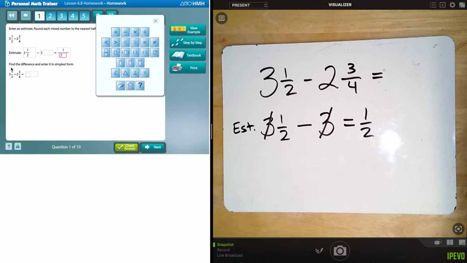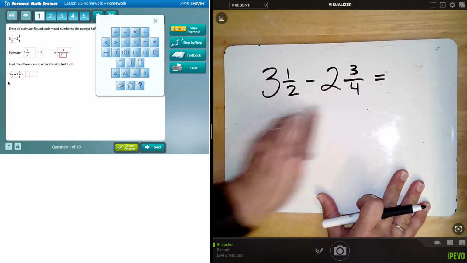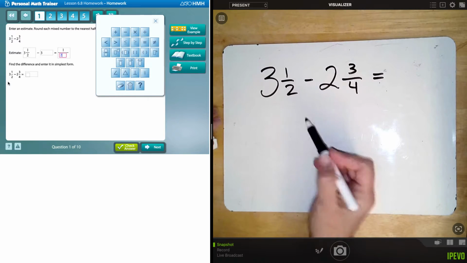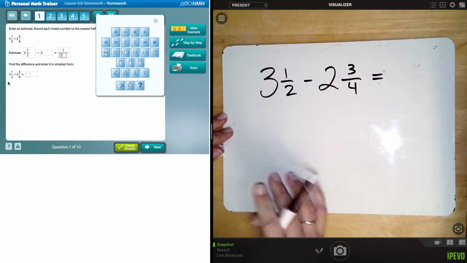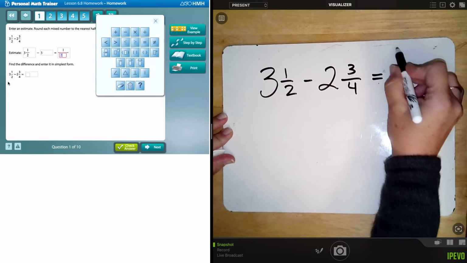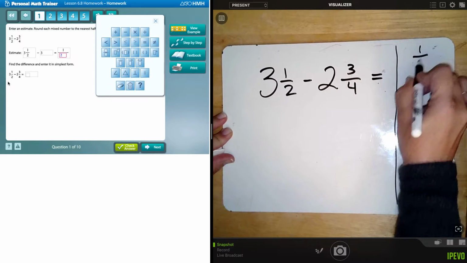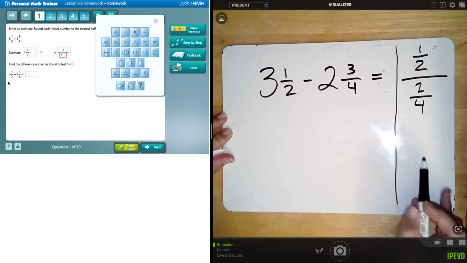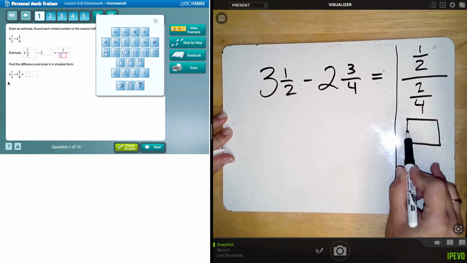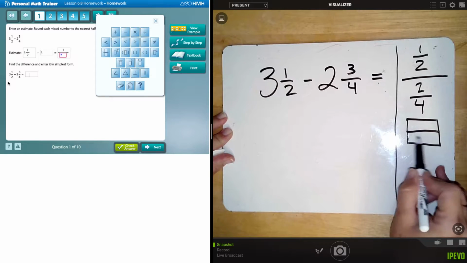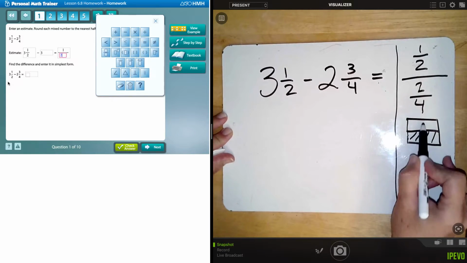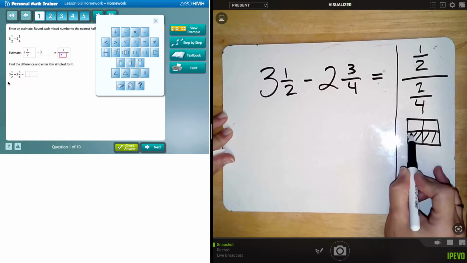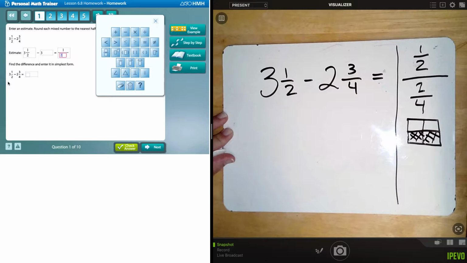All right, so now we have to find the difference and enter in simplest form. So now I'm just going to erase my estimate since I have it on my screen. And now we have to do the whole thing. What we need is these two denominators to be the same. So I am going to keep just a little list here. I know that 1/2 could also be equivalent to 2/4, right? If I have a little picture here, here's 1/2, right? But if I broke it into fourths, 4 equal parts, then 2/4 would take up the same space.